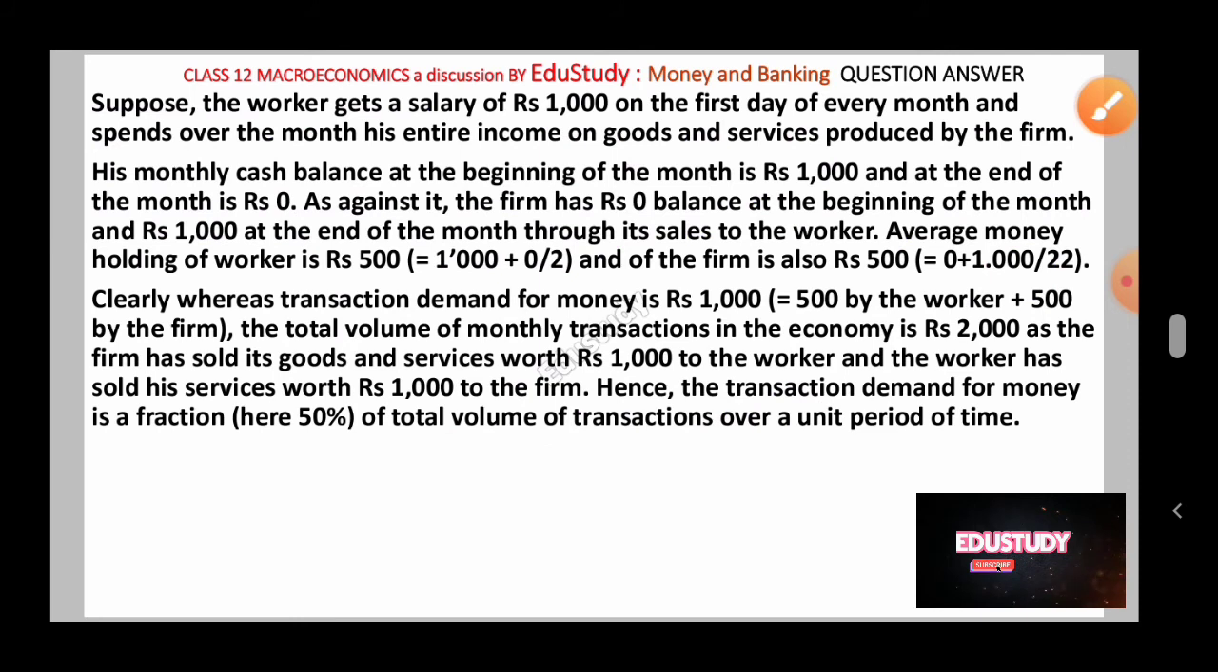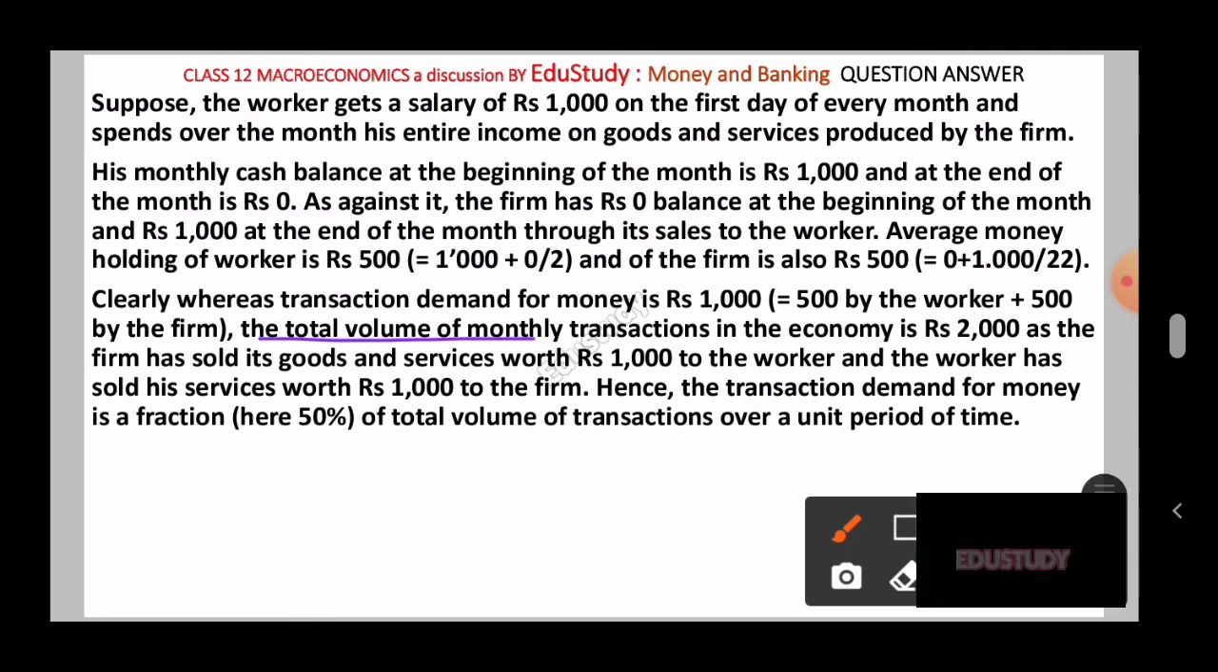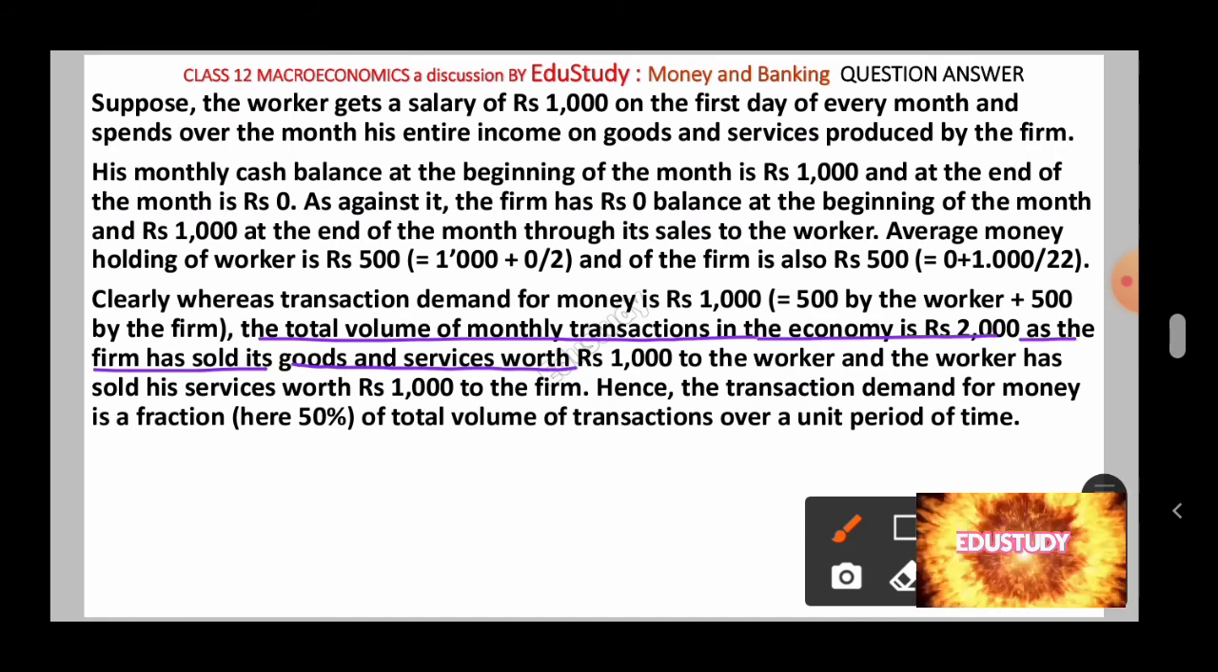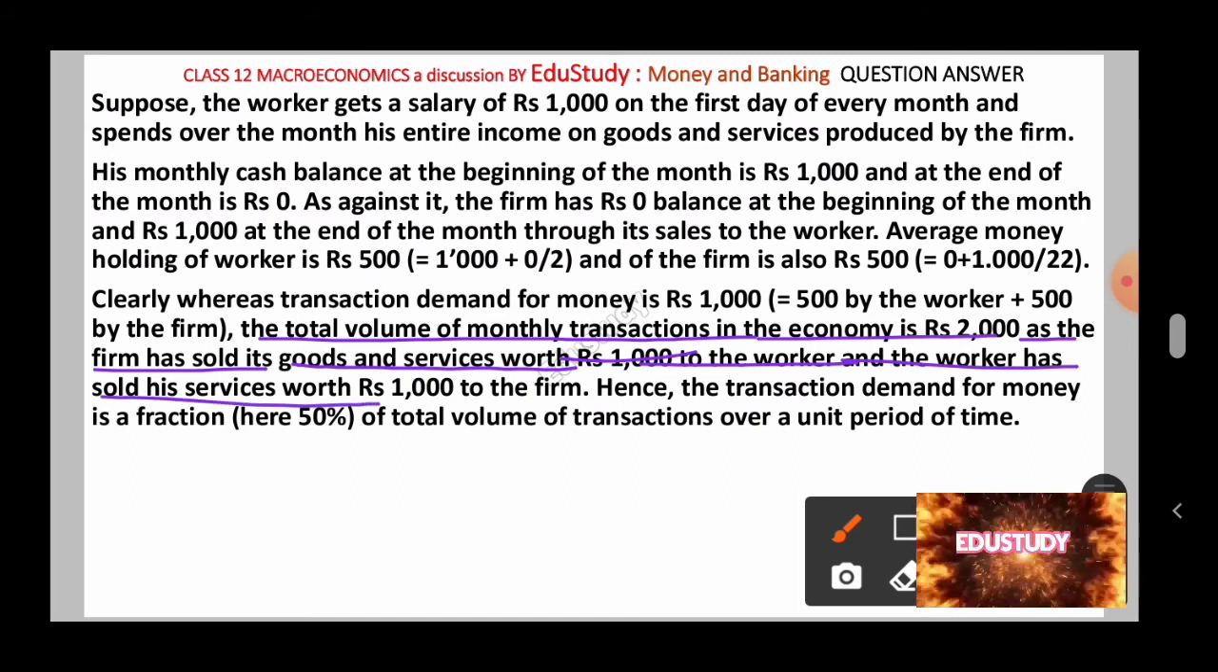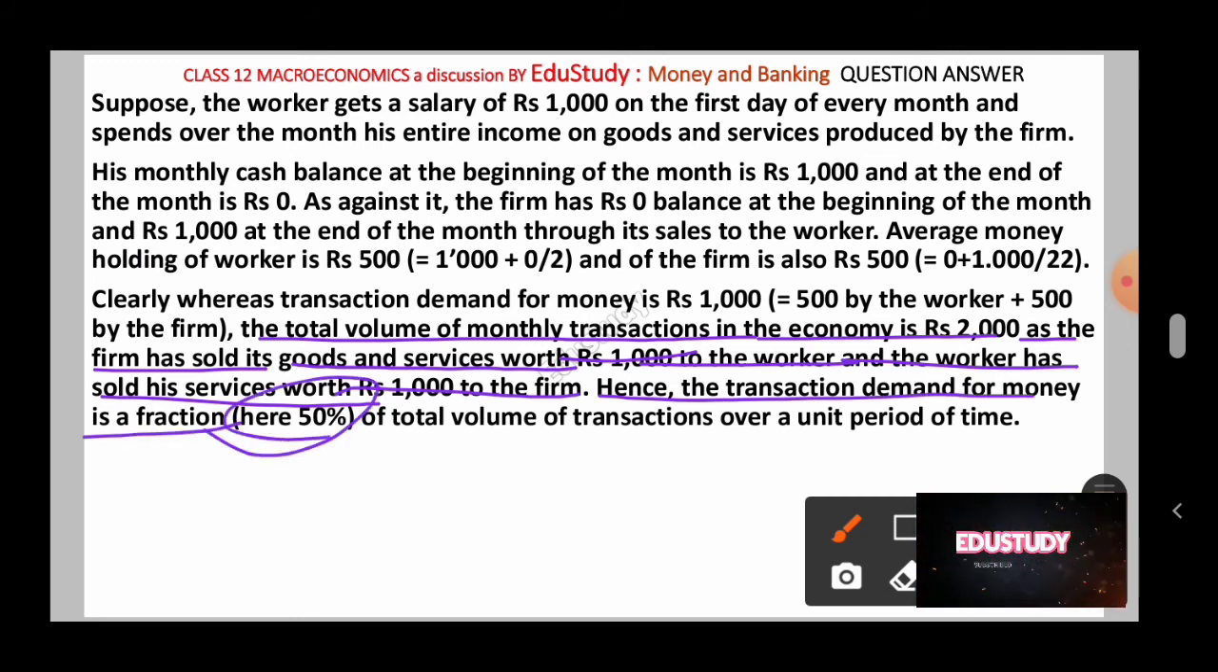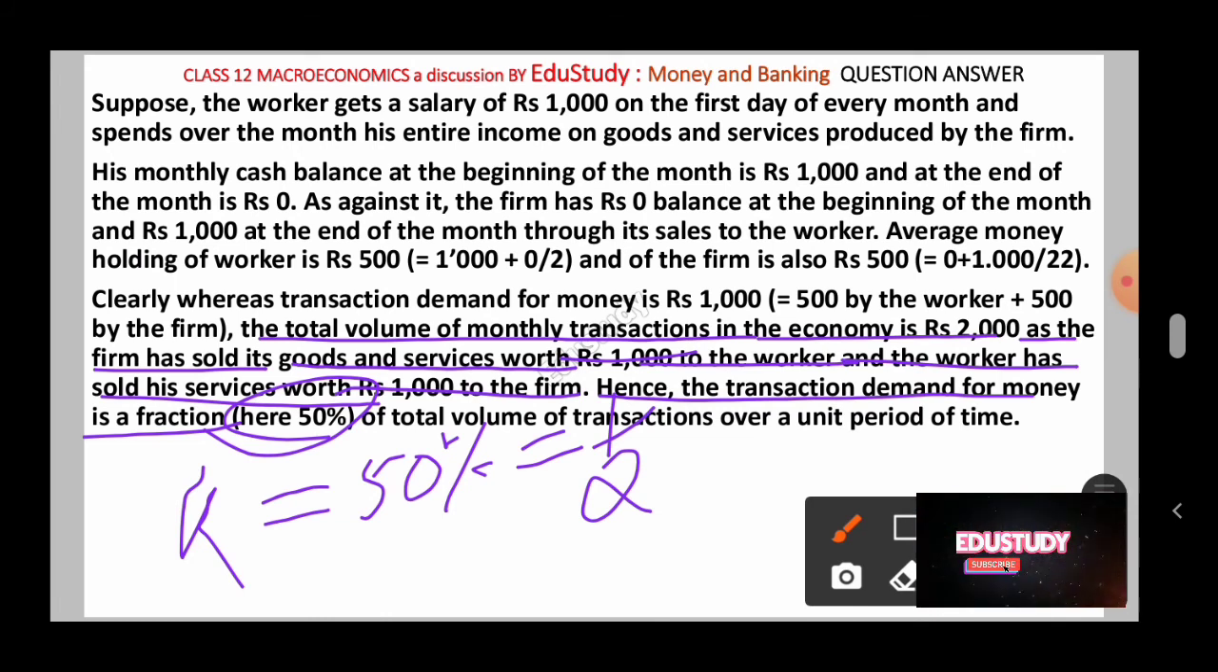So then, by the firm, the total volume of monthly transactions in the economy is rupees 2000, as the firm has sold its goods and services worth rupees 1000 to the worker, and the worker has sold his services worth rupees 1000 to the firm. Hence the transaction demand for money is a fraction here, 50%, that is the value of k is equal to 50%, or you may write it as half, of the volume of the transactions over a unit period of time.